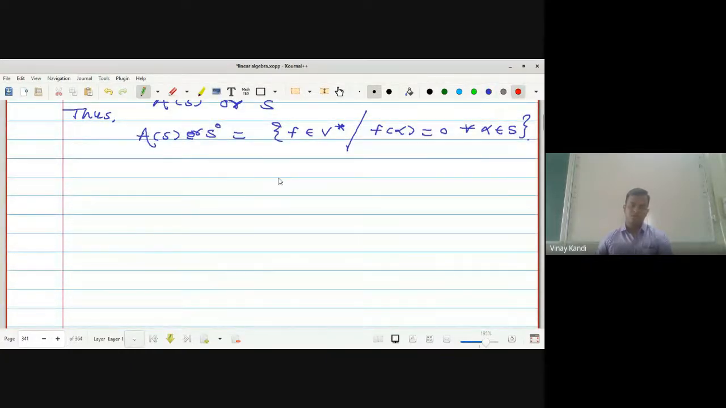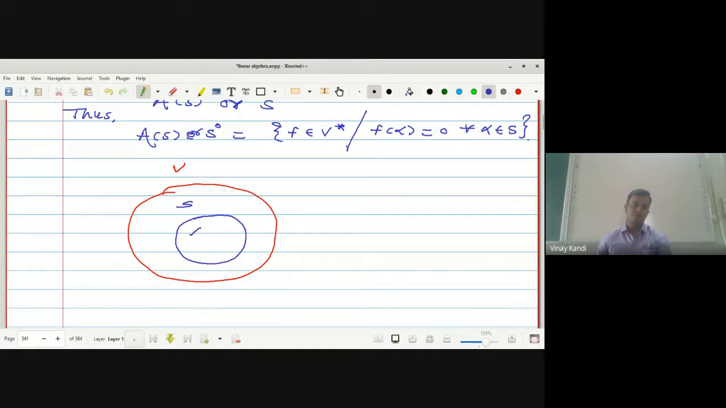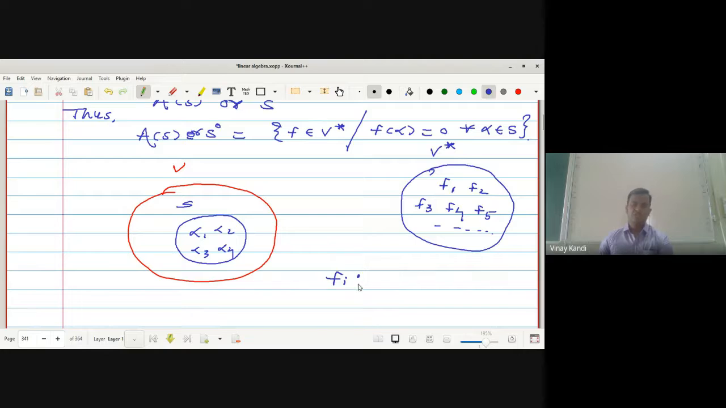Suppose this one is the set V and this one is the set S. Suppose alpha 1, alpha 2, these are the vectors, alpha 4. What is V star? V star is the collection of all the linear functionals on V. Suppose this is F1, F2, F3, F4, F5, and so on. These are the linear functionals on V. That is, F5 is the linear functional from V to F, a linear transformation from V to F.